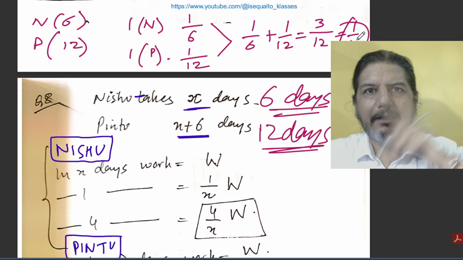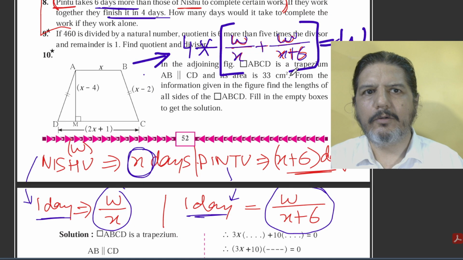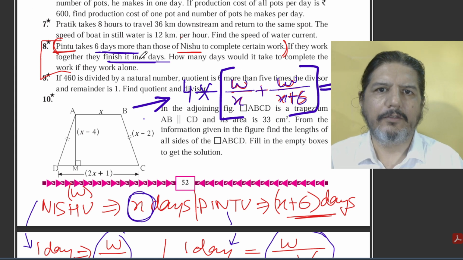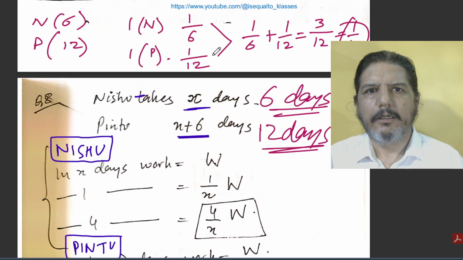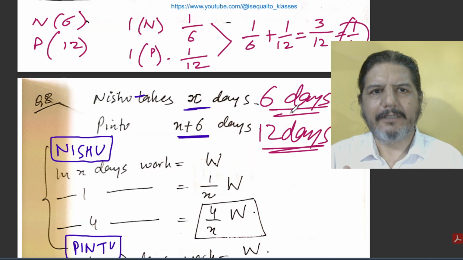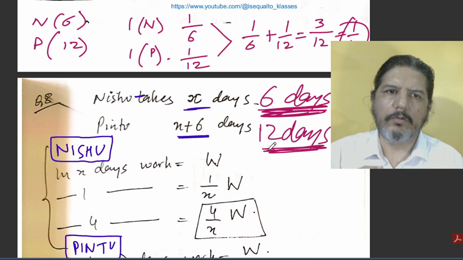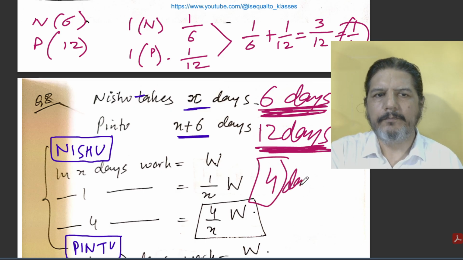So in 4 days, they will complete the full work. And that is what is given: that in 4 days, they complete the whole of the work. This is what is given. It is 4 days, so our answer is correct. That is, Nishu takes 6 days if she is working alone to complete the work, and Pintu takes 12 days if he is working alone to finish the work. And when both of them are working together, they take 4 days to complete the work.